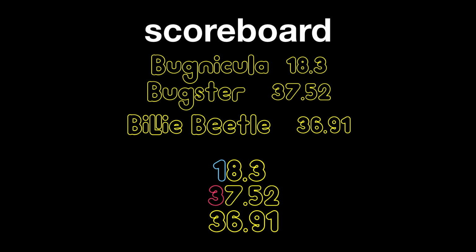I can see that place has a 1 and a 3 and a 3. So I already know who had the fastest time. It was Bugnicula with 18.3. Bugnicula wins the gold. Back to you, Barry.